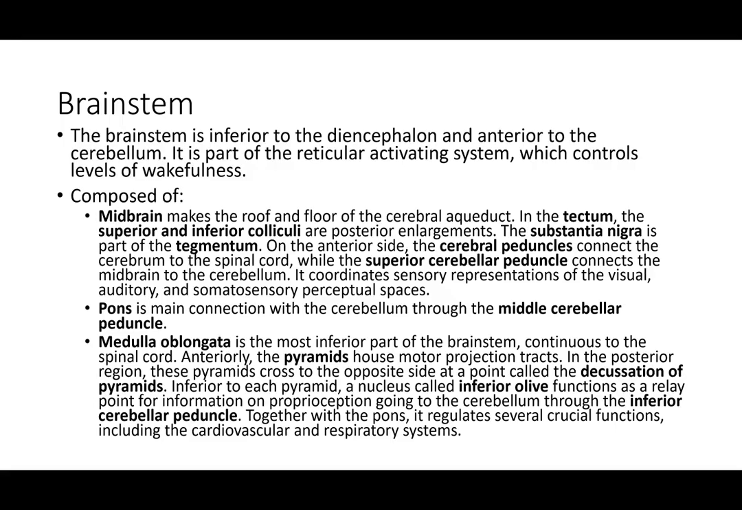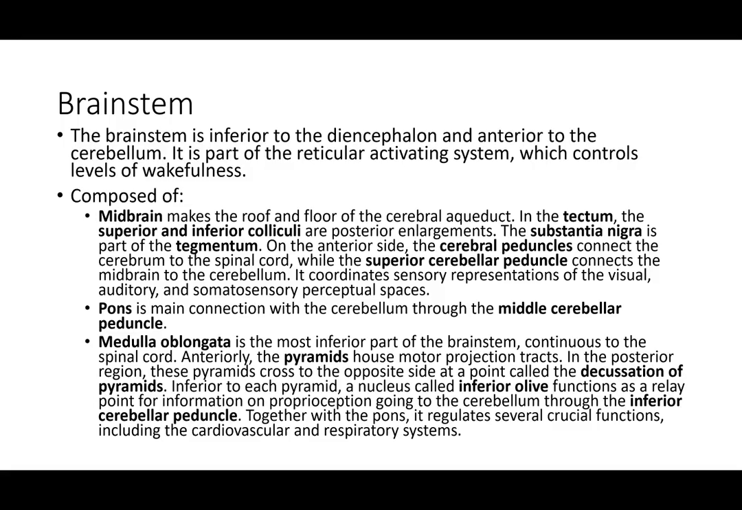All right, so this relay for proprioception is going to go into the cerebellum through the inferior cerebellar peduncle, and working together with the pons, it's going to regulate a lot of crucial functions, including the cardiovascular and respiratory systems, as well as that proprioception response.